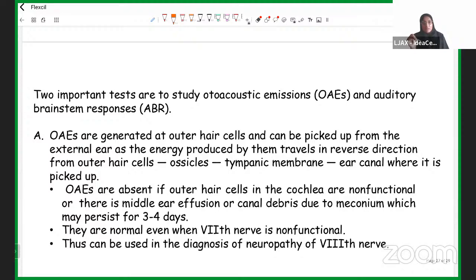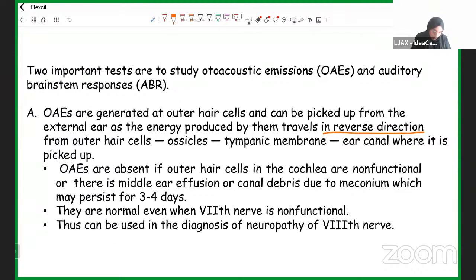There are two important tests done to study the otoacoustic emission. Now, what is otoacoustic emission? Here, what you do is you send a small sound to the cochlea. This will stimulate it with a soft click sound. So you stimulate the cochlea by sending a small click sound to the ear of a neonate, and you will understand if he's having any hearing defect or not. OAEs are generated at outer hair cells and they can be picked up from the external ear as the energy produced by them travels in a reverse direction.